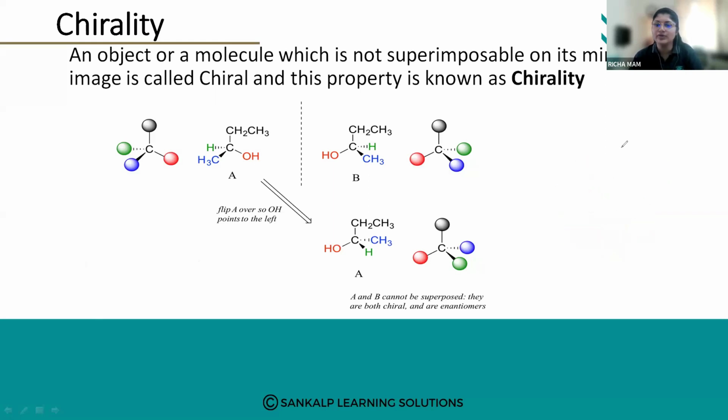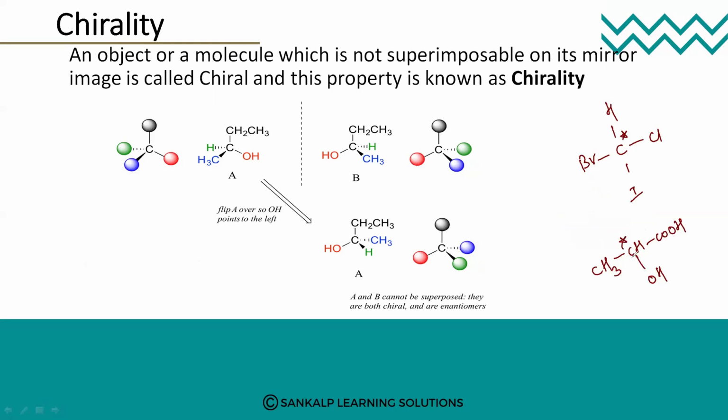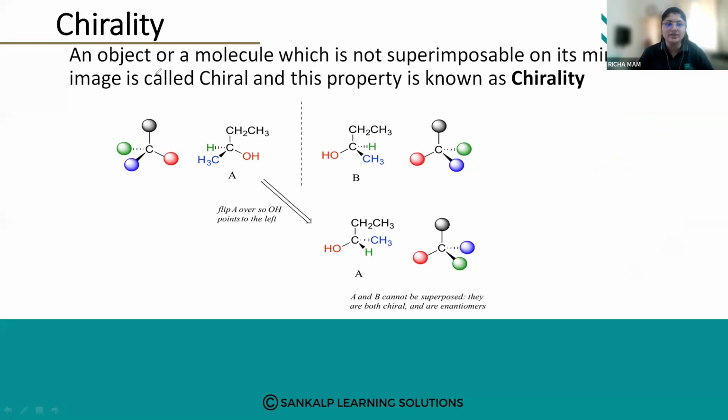Then one more example. Here, this is the stereo center. One more: CH3, CH, COOH, and OH. Yes, this is your chiral center. So these are examples of chirality. Whenever any object or molecule is not superimposable on its mirror image, it is called chiral, and this property is called chirality.